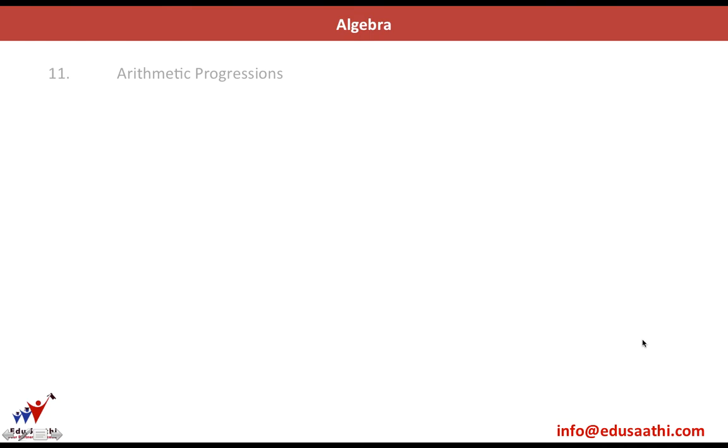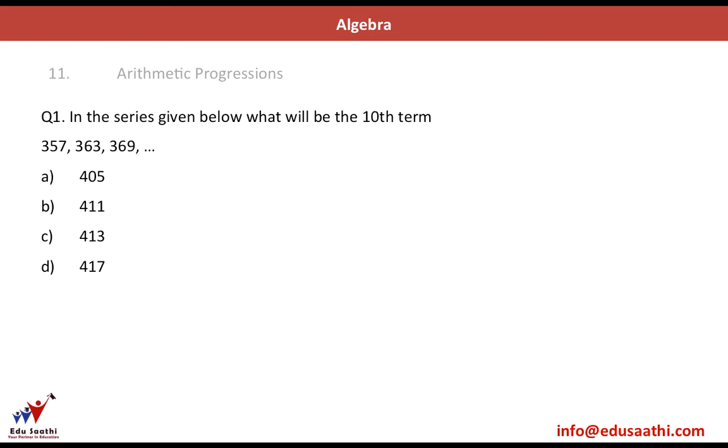Let's look at certain examples now. The question is, in the series given below, what will be the 10th term? The series given to you is 357, 363, 369. The first term of this series is 357. The common difference is coming out to be 6. You have to find the 10th term. Any term in general is given by A plus (n minus 1) into D. So this is 357 plus 9 into 6, which will be 357 plus 54, giving the answer 411.